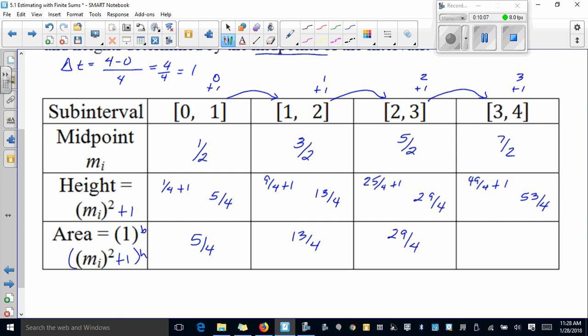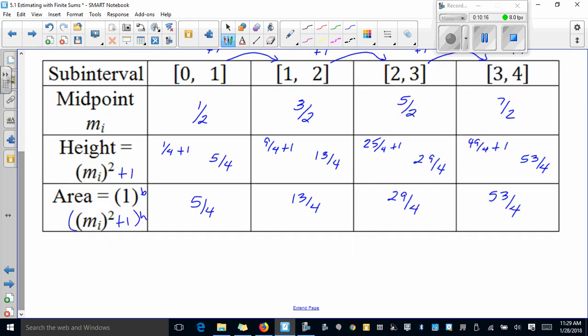And in the end, I'm going to get 100 over 4 or 25. So this is our x value. The position on the x-axis is 25. That's where I'm at.